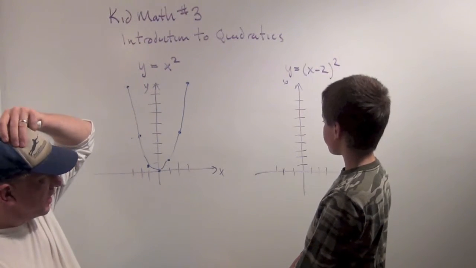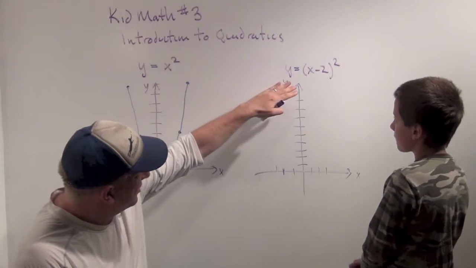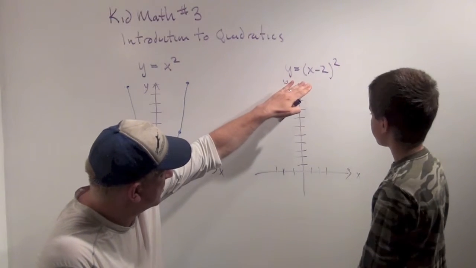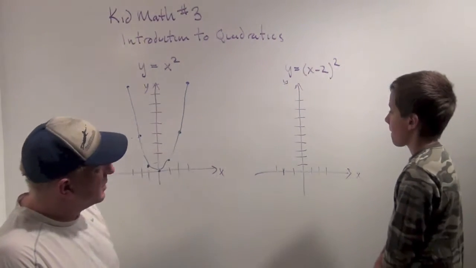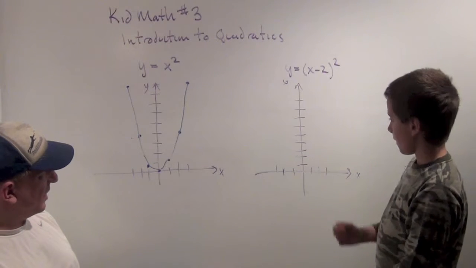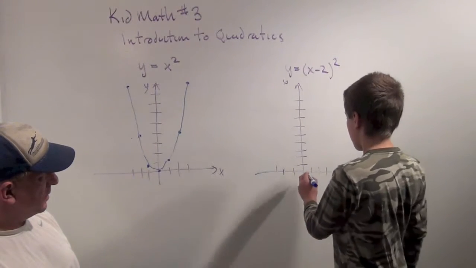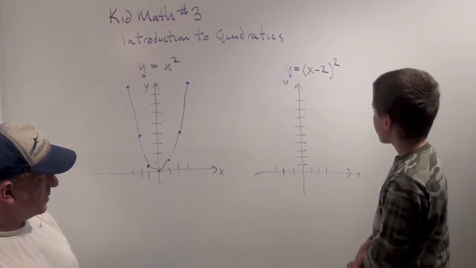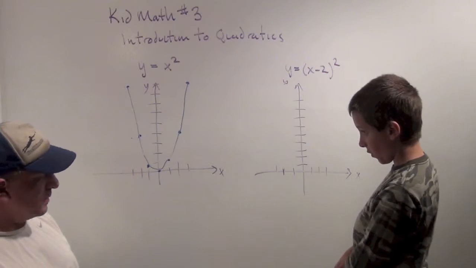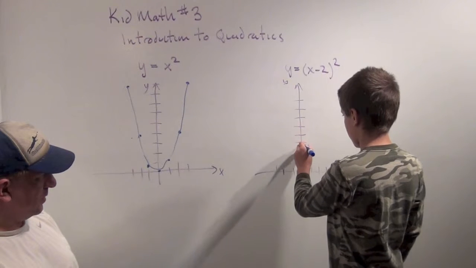The neat thing Khan Academy was showing, and this is an important thing, is what happens when we shift this and instead graph y equals x minus 2 quantity squared. How would you like to graph that? Well, if x is 0, then y is minus 2 squared, which is 4. So that's here.